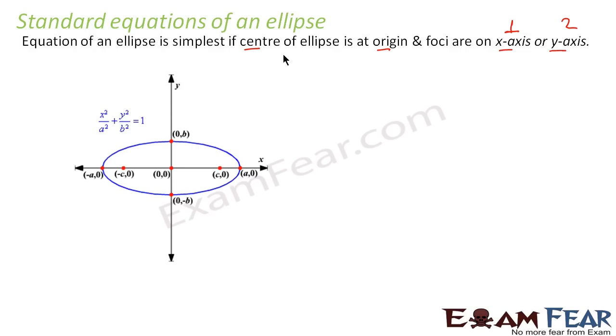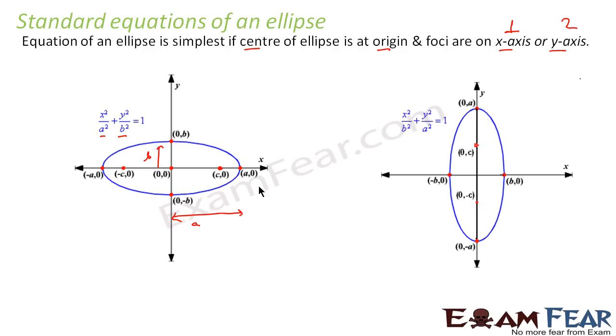In this case, the foci are on the x-axis. If you see, this value and this value are on the x-axis. The equation is in the form x square by a square plus y square by b square is equal to 1. So here, this distance is called a, that is the length of the semi-major axis, and this distance is called b, that is the length of the semi-minor axis.